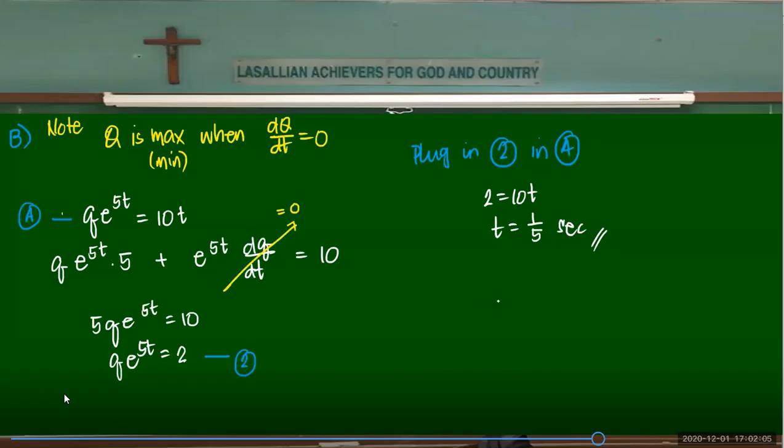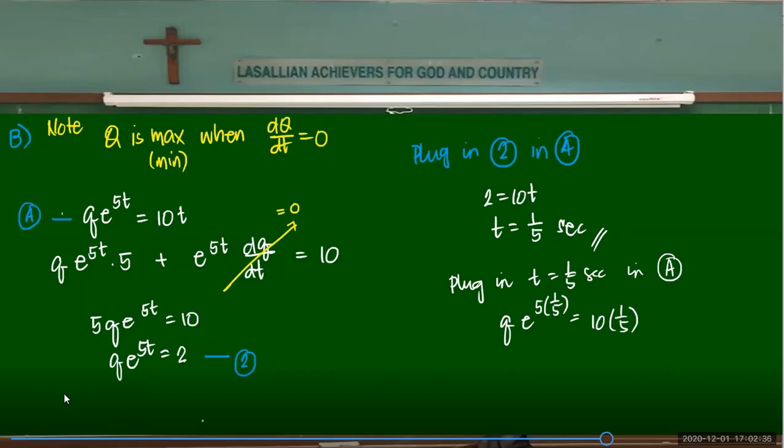And then the next question is, what is the value? How do you get the value? Plug in t equals 1/5 second in A. So q e to the 5 times 1/5 is equal to 10 times 1/5. So q e is equal to 2. So q is 2 over e coulombs.